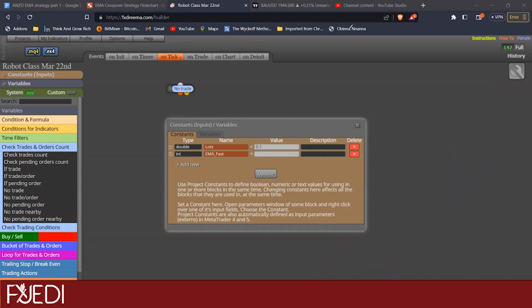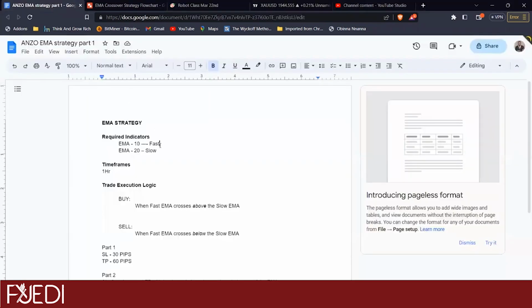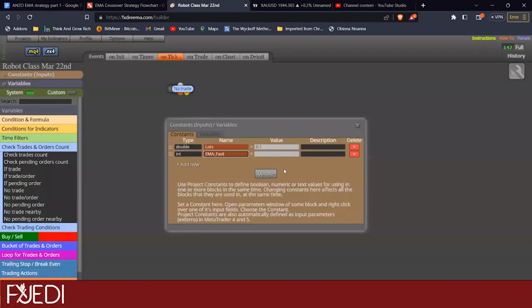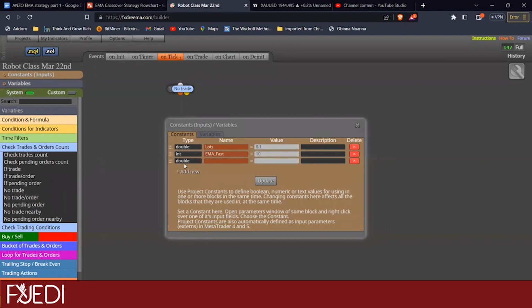Now, we're going to remember what we did, basically back to our blueprint. We're using the 10-period moving average for fast and the 20-period moving average for slow. So that's exactly what I'm trying to do. So I declare the first constant or variable, EMA fast, and I'm going to make it 10. And then we'll define another constant, also integer, EMA.